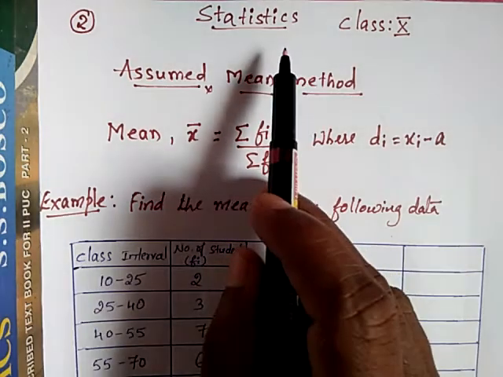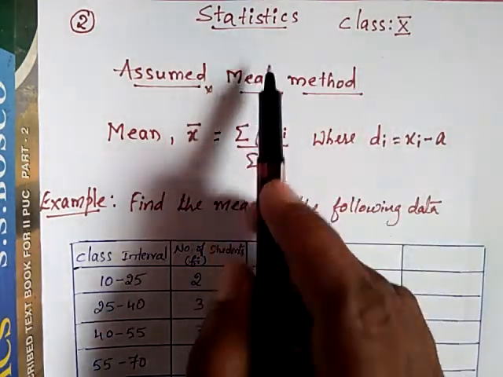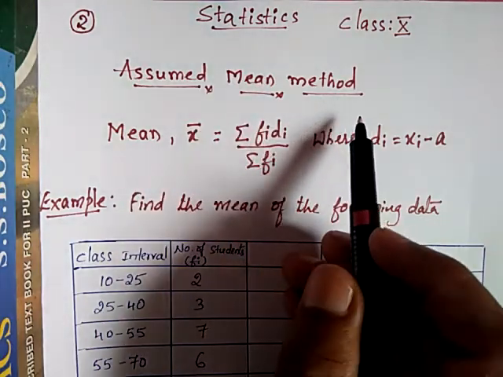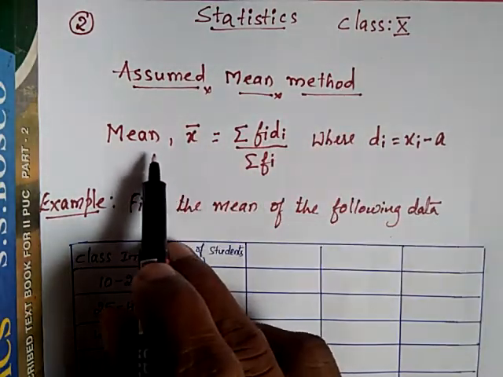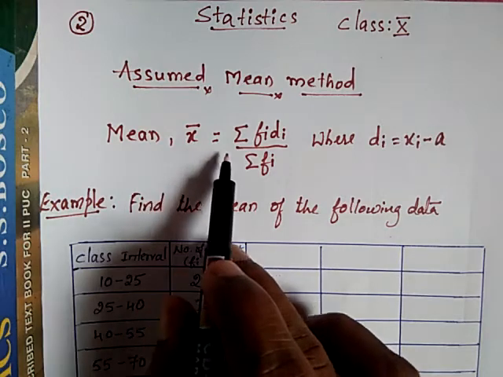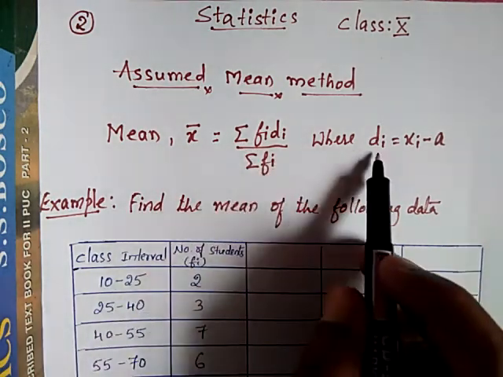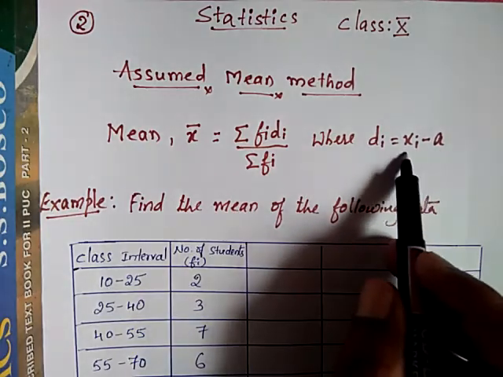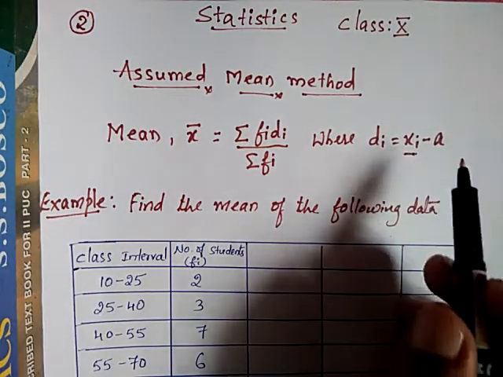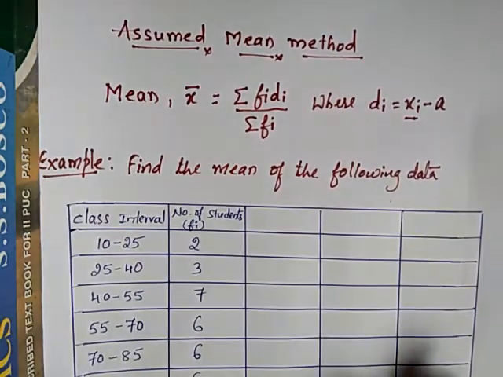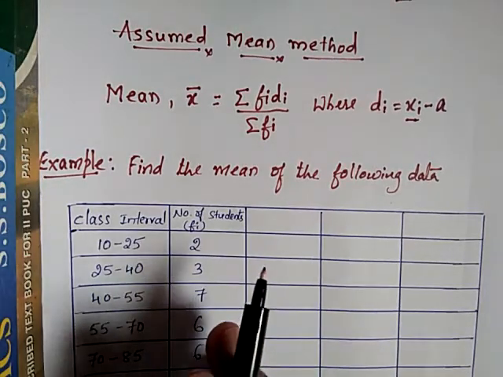Today we will learn class 10 statistics, assumed mean method or shortcut method. We know the formula: mean, denoted by x bar, is equal to summation fi di divided by summation fi, where di is equal to xi minus a. Xi is nothing but your class mark. You know how to find the class mark: upper limit plus lower limit divided by 2.